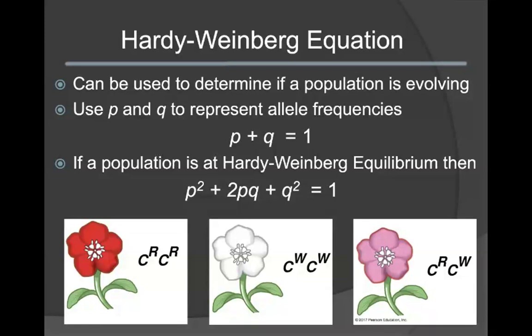To give you an idea of the genetics of a population, let's consider the different phenotypic variants of a flower. A red flower has CR CR. A white flower is recessive and would have CW CW, and a pink flower would be a heterozygote containing the genotype CR CW.